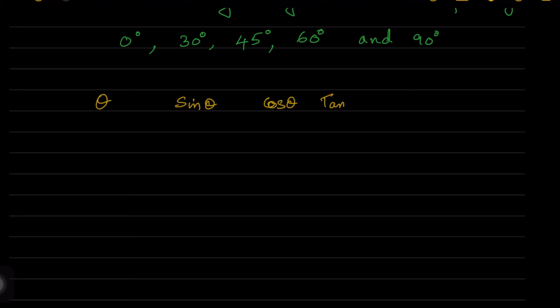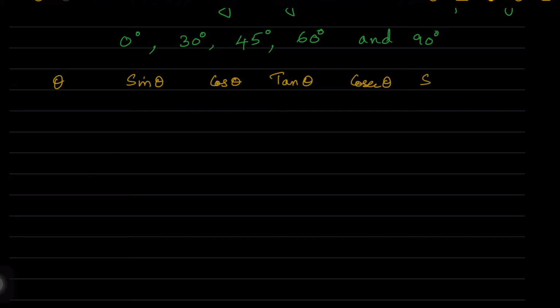That is all the 6 trigonometric ratios: sin theta, cos theta, tan theta. How we are going to write them? We'll just see. Cosecant theta, secant theta, cot theta. Then in the column wise, these are the columns which we are having. In the row wise we are writing it as 0, 30, 45, 60 and 90.